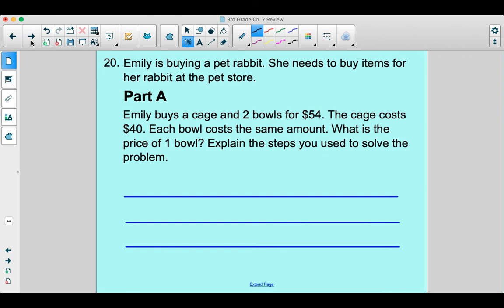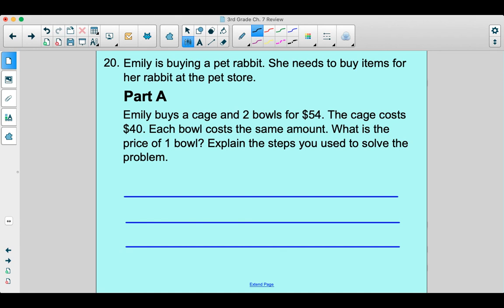All right, here we go. Number 20. Oh, it's a 2-parter. Emily is buying a pet rabbit. She needs to buy items for her rabbit at the pet store. Emily buys a cage and 2 bowls for $54. The cage costs $40. Each bowl costs the same amount. What's the price of 1 bowl? Explain the steps you use to solve the problem.